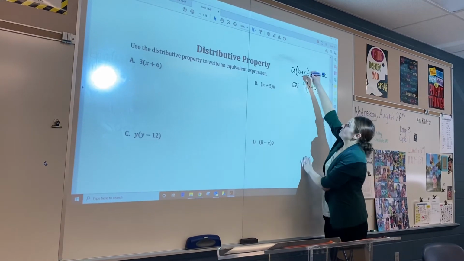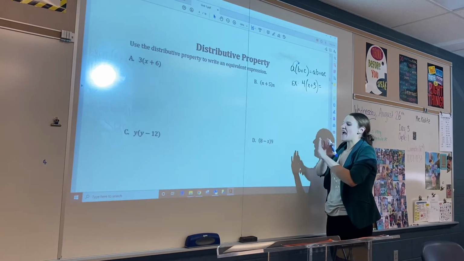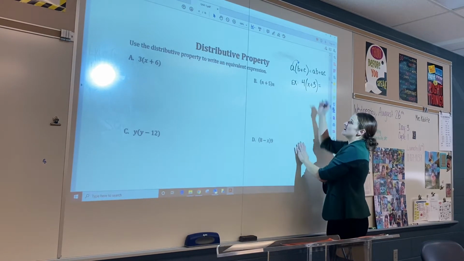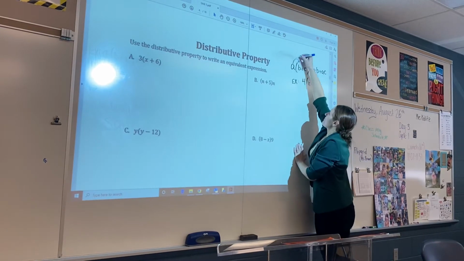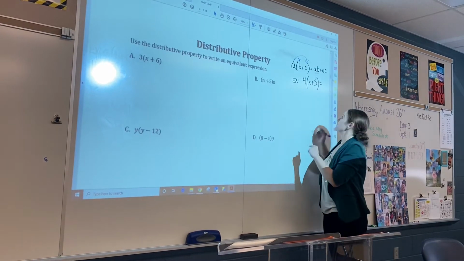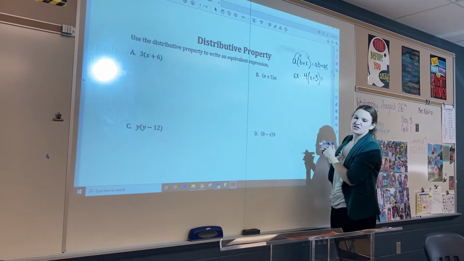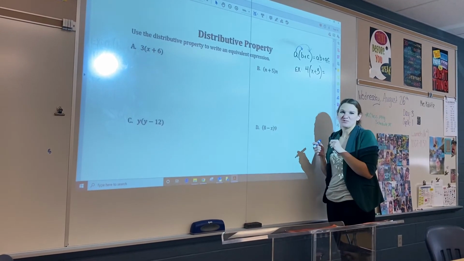And what's going to happen is we're going to take this outside term and multiply it by everything inside your parentheses. Right now we have two terms in there, so if you multiply A times B, you get AB. A times C would give me AC. So see, you also have two different terms there. Let's see what happens when we put some numbers in there with our examples.